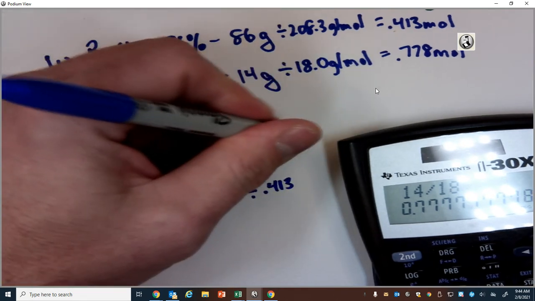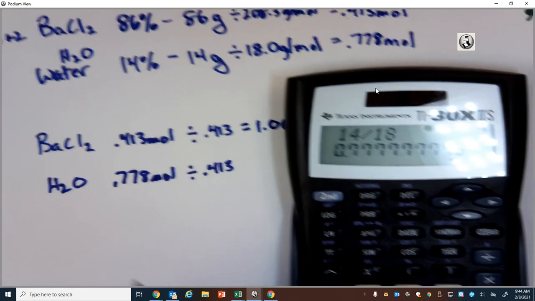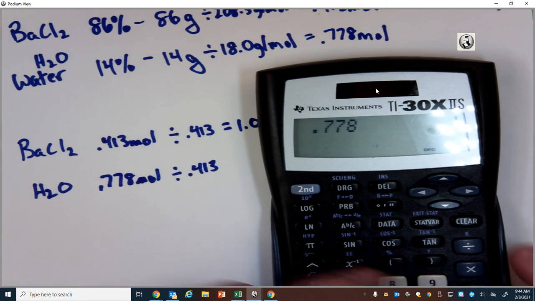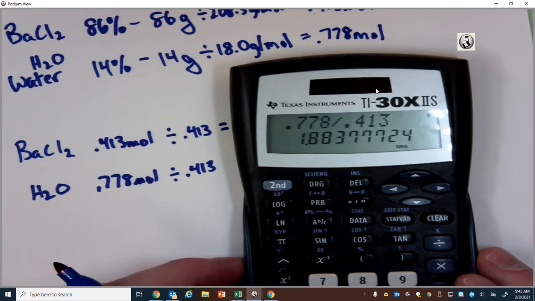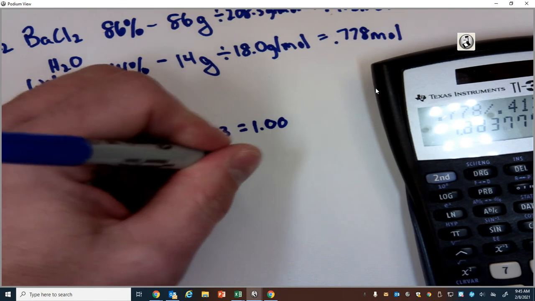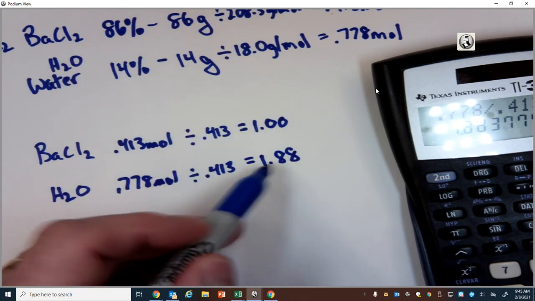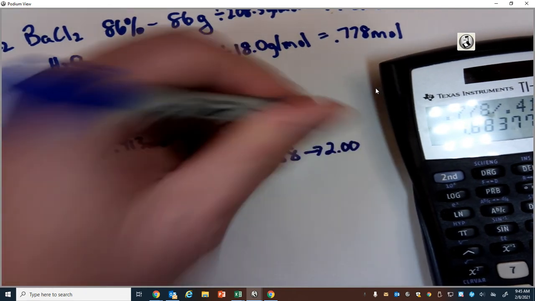All right, so this is easy. This is going to become 1.00 and then 0.778. So clear this. 0.778 divided by 0.413, and you get 1.88 as your number. Now, because this number is within 0.2 of a whole number, we're going to push this to be 2.00.